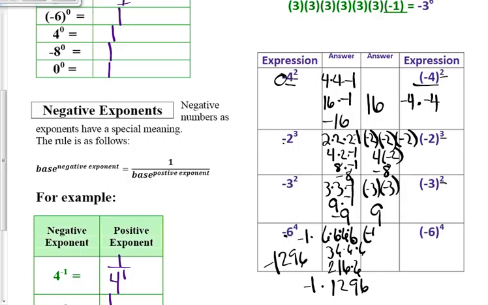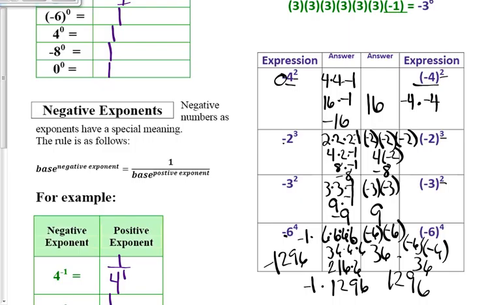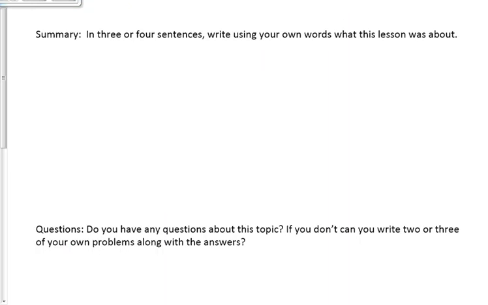Over here, we're going to multiply it 4 times. So we're going to get positive 36 and positive 36. And when we multiply those together, we would get 1,296.